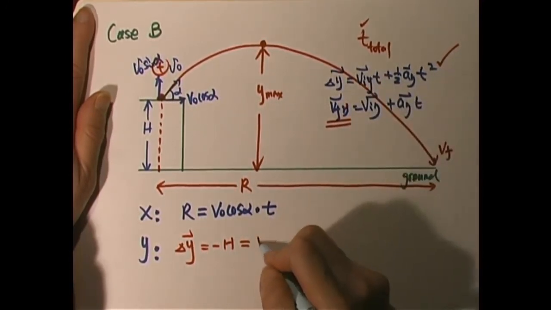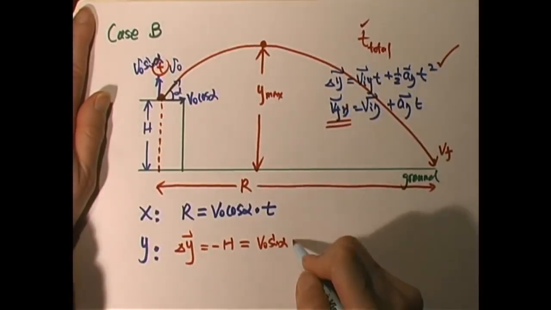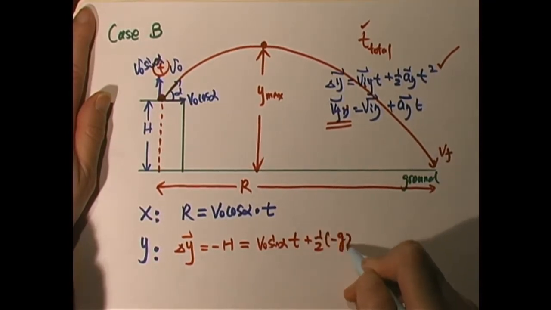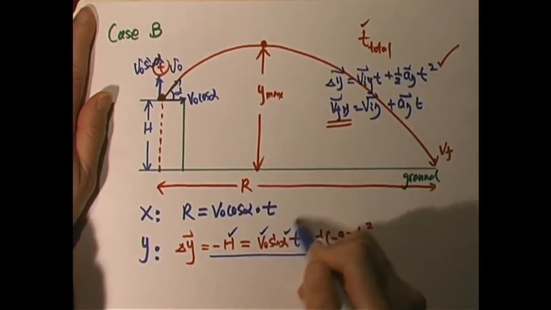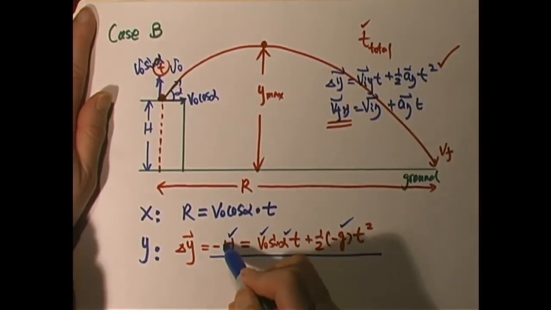Initial Y velocity is V0 sine alpha, positive because shooting up, times T, plus 1/2 AY, which is negative g, T squared. Look at that. This is a simple quadratic equation. You can always solve it. H is known, how many meters above the ground. Initial velocity and angle known. G known, and you can solve T. T is the total time because only after the total time do you drop capital H meters.